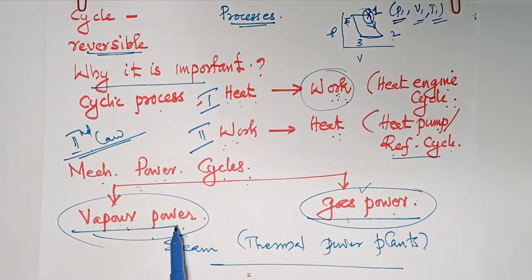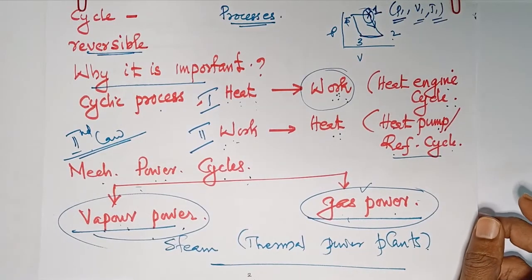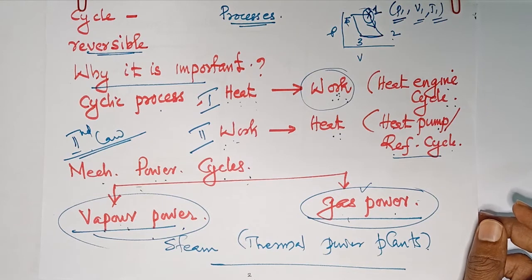Vapor power cycles means we are using vapor as the fluid. In gas power cycles we are using gas. It does not undergo any phase change. So this is what we can understand from this point. This is the basic point of view. This is just for giving an idea about the cycles and cyclic process, vapor power cycles. This is for understanding what a vapor power cycle is.